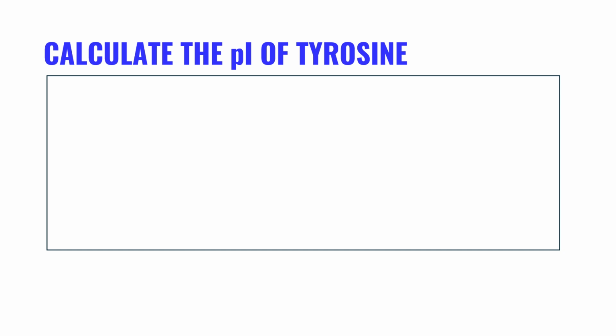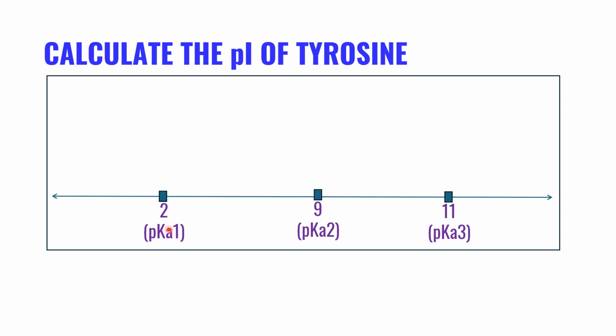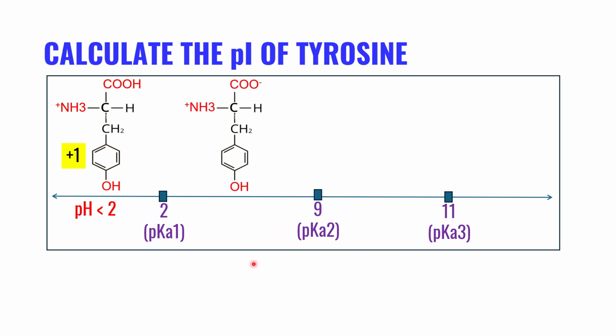So let us calculate the pI of tyrosine. You know that there are three pK values, 2, 9 and 11, for this amino acid. So let us see how the charge on the molecule will change when we change the pH around these three points. If you decrease the pH below 2, the molecule will be fully protonated, which carries plus 1 charge. This is also called a multiprotic amino acid because there are three groups which can donate protons. If you increase the pH beyond 2, the carboxylic group will be deprotonated and you will see formation of this species which has zero net charge.